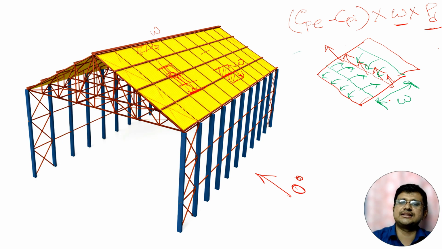When we are considering the UDL value, because for a purlin we will calculate the UDL value of wind load, wind pressure, at that time we will consider the influence width, because the load is applied throughout the length. Throughout the length, the UDL will be applied. So we have to multiply by the width. In this way, we will get the value of the wind UDL over a particular purlin.